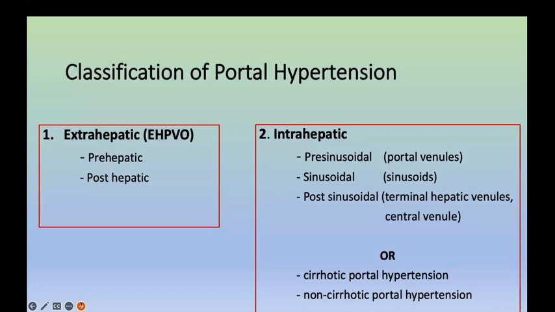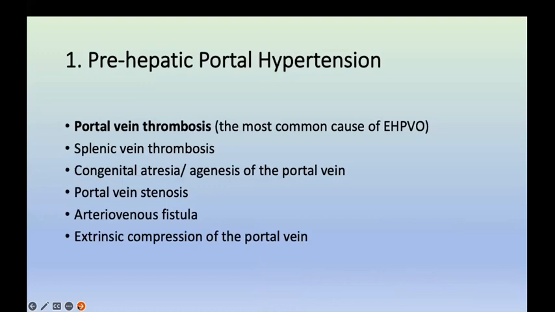The other classification says that intrahepatic portal hypertension is not purely due to cirrhosis. There can be other, non-cirrhotic causes, which again can cause portal hypertension, which we are going to discuss later. So that's the main classification we have at the moment. Let's talk about each component separately from now onwards. Okay, so what is prehepatic portal hypertension?